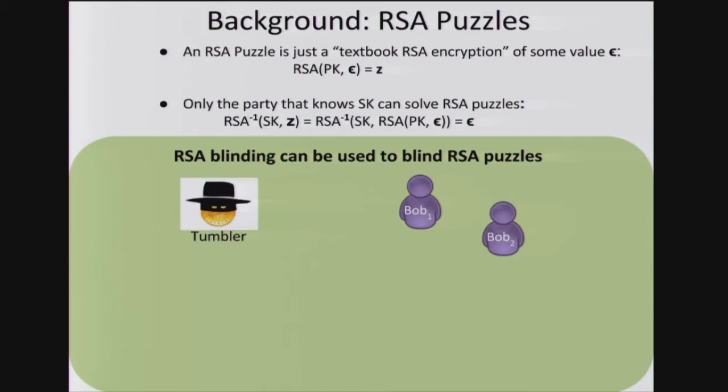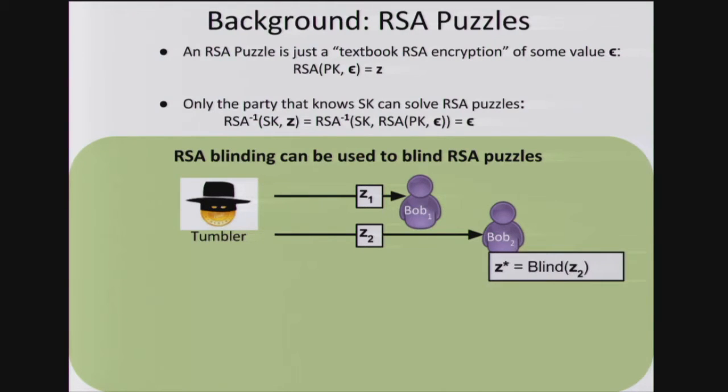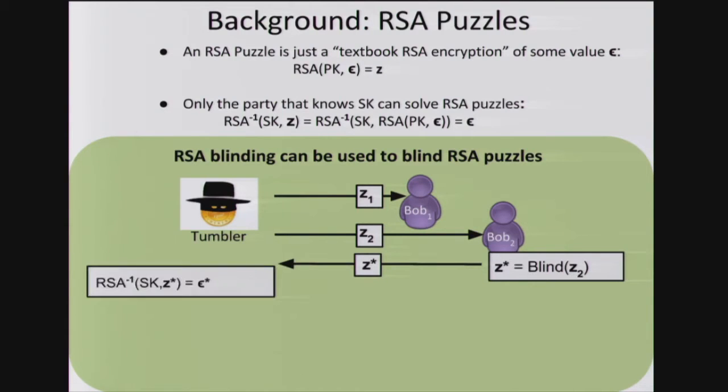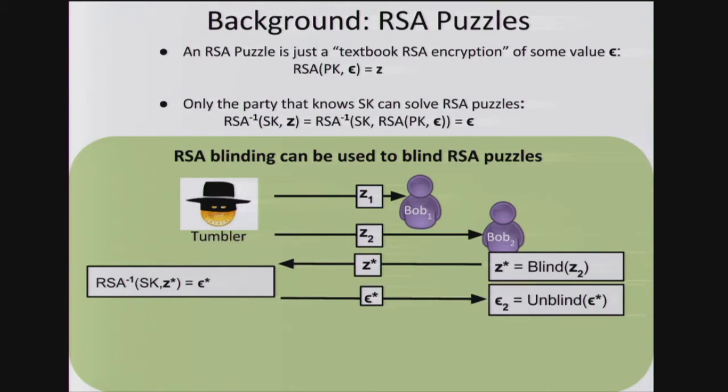So we have a Tumbler. The Tumbler gives out two puzzles, Z1 and Z2, to two different Bobs. Bob 2 blinds his puzzle to Z star and sends Z star to the Tumbler. And the Tumbler can now solve this and end up with a blinded solution, which is epsilon star, and send it back to Bob. And Bob can now unblind this epsilon star to the original solution to Z2.